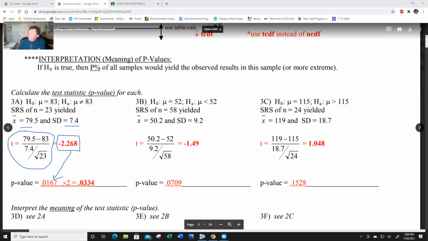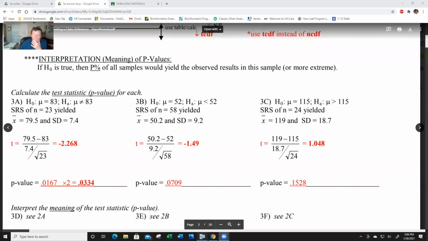We know how to do that, okay? So negative 2.268, I get that. The degrees of freedom is 82, right? No, I'm sorry, 22. 23 minus 1 is 22. Here we go. So I'm going to bring up the calculator.